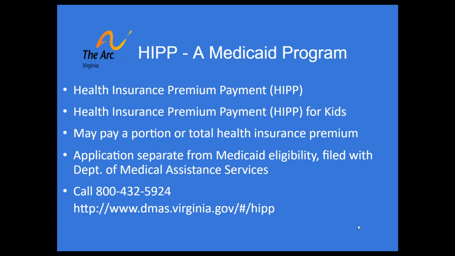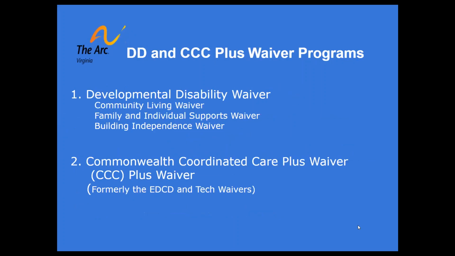A child with a waiver may have private health insurance, which is primary, and then their Medicaid health insurance is secondary. The Developmental Disability, or DD Medicaid Waiver, and the Commonwealth Coordinated Care Plus waiver programs are the waivers that are most frequently used by people with disabilities. The DD Waiver has three types of waivers. They are the Community Living, Family and Individual Supports, and the Building Independence Waiver.